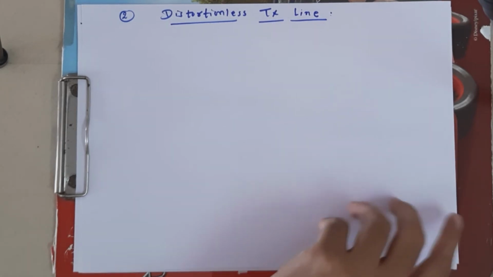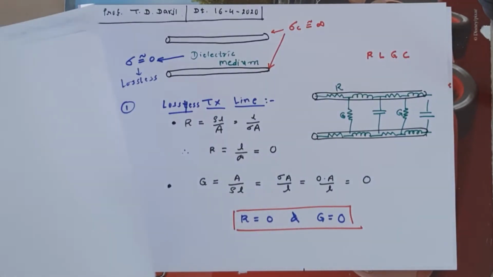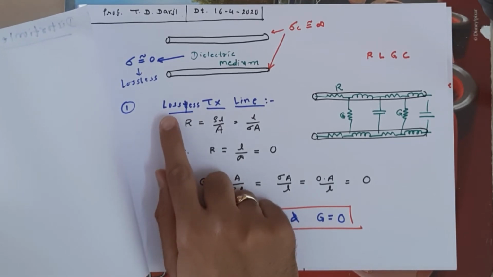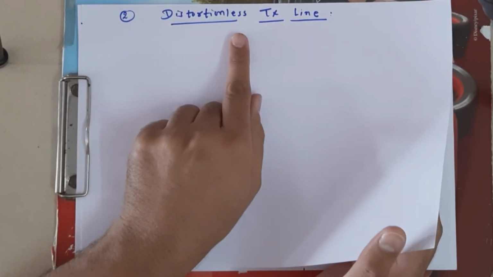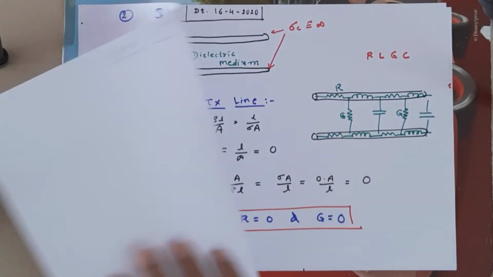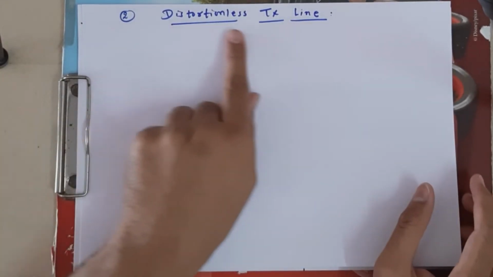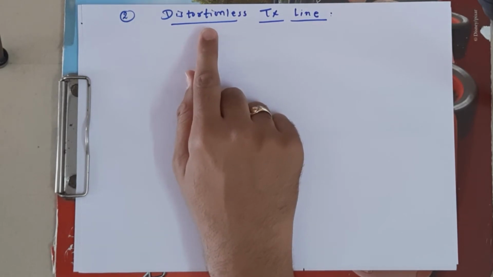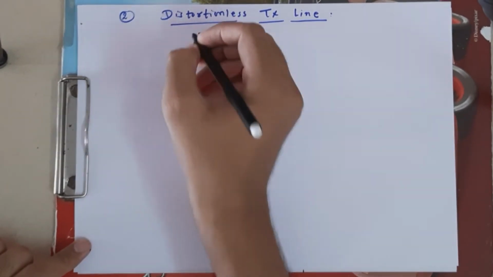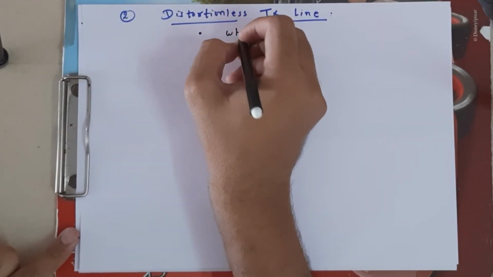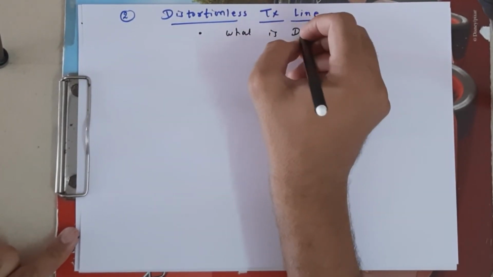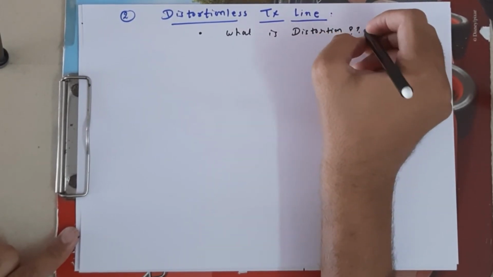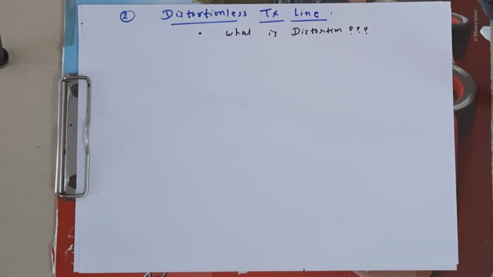Okay, now there is a confusion about what is the difference between lossless and distortionless. So first of all we have to be clear about what is lossless and what is distortionless. Okay, so here the word is distortionless, but what is distortion? So first we study what is distortion. What do you mean by distortions first? What is distortion?